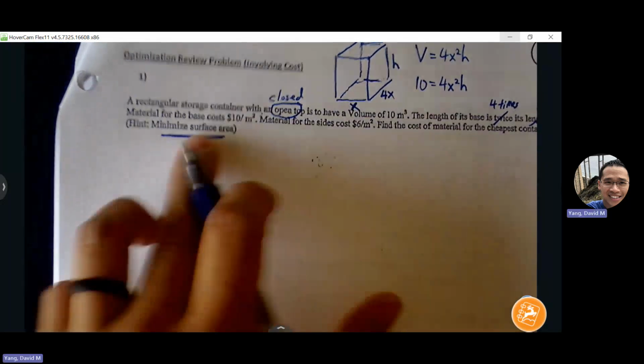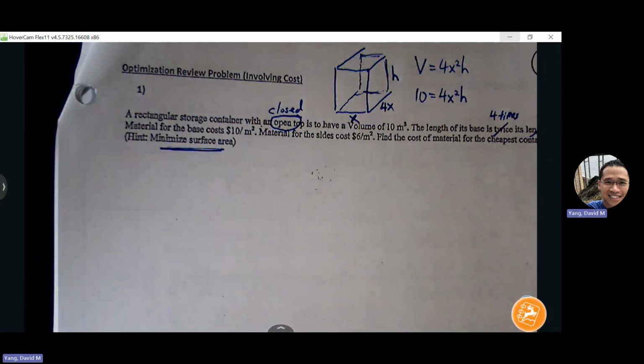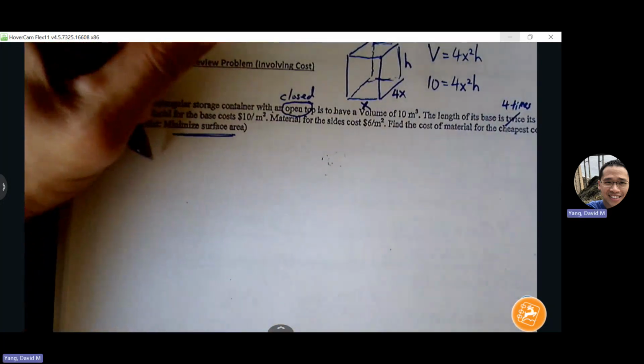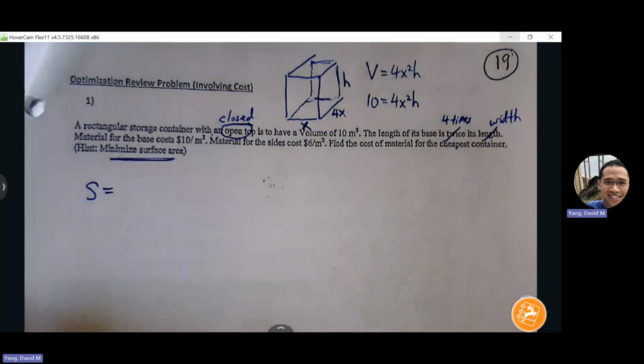Okay, so next, we know that we're trying to optimize surface area because that's going to be associated with the cost. Ultimately, we're optimizing cost, but we're paying for the material, and the material is the surface area. We're not paying for the space inside the box. We're paying for what makes up the box. So let's build the surface area first, and then we can convert that into a cost equation.